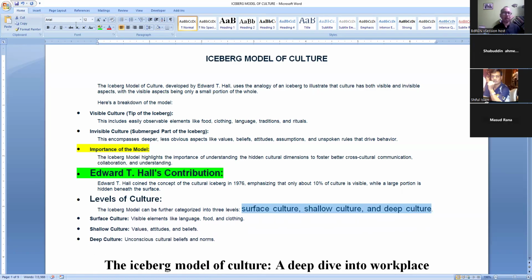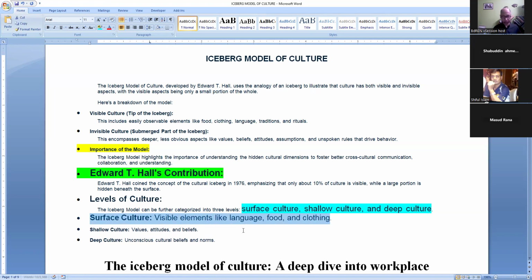So culture has got 3 levels. Remember, culture has got 3 levels. The first is surface culture. The second one is shallow culture. And the third one is deep culture. Now let's define these different kinds of culture. What is surface culture? Surface culture is the culture in which the elements are visible, like language, food, clothing.